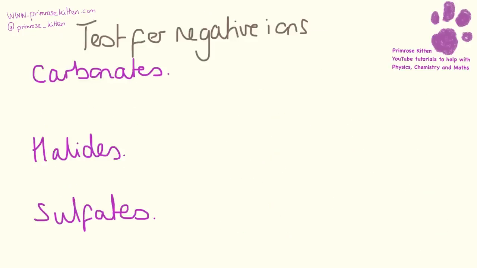As well as positive ions, you need to know how to test for negative ions. So testing for carbonate is if we add an acid, it should fizz, and then the fizz should be carbon dioxide, which should turn lime water cloudy.